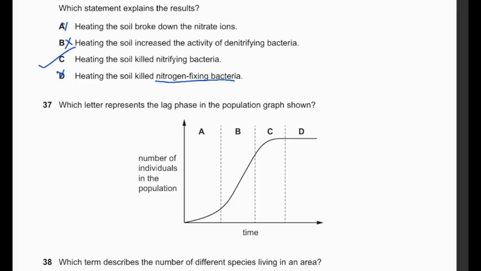Which letter represents the lag phase in the population graph shown here? Lag phase, log, stationary, death. So here, question 37, we see the lag phase is this. This is the log, this is stationary, and this is again stationary. Fine. And then we see the death phase or decline, right? So the lag phase for the 37th one is option A.